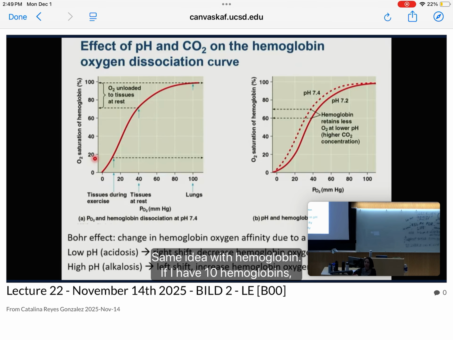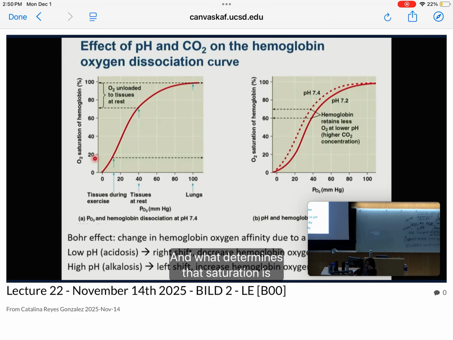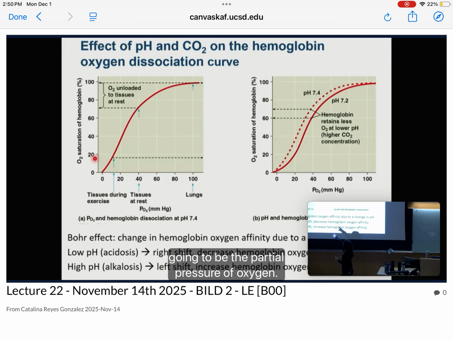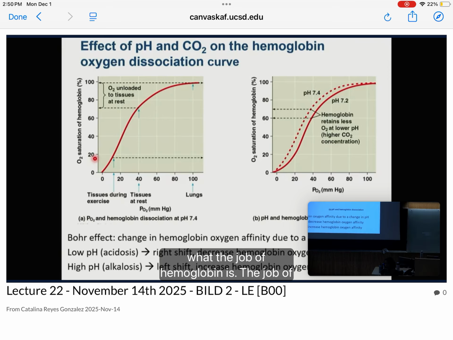Same idea with hemoglobin. If I have 10 hemoglobins, which is way more than that, each hemoglobin can carry 4 oxygens bound to its iron. If each hemoglobin is carrying the 4 oxygens, and I have those 10 hemoglobins all saturated, that's going to be 100% saturation. What determines that saturation is the partial pressure of oxygen. If I have less oxygen available, there's less likelihood of that hemoglobin binding the oxygen and carrying it. And that's the job of hemoglobin.